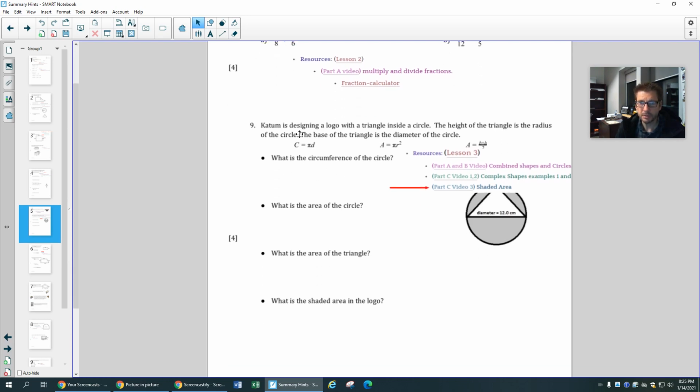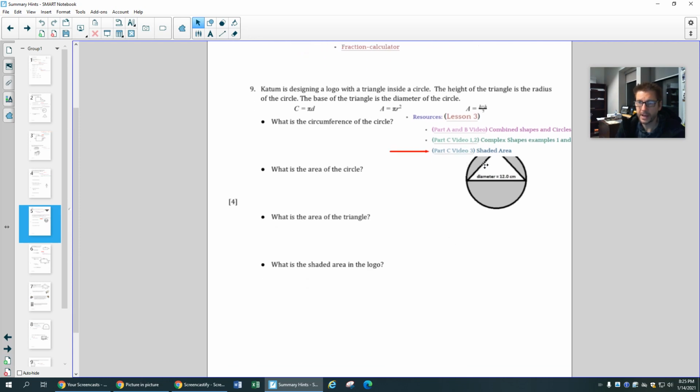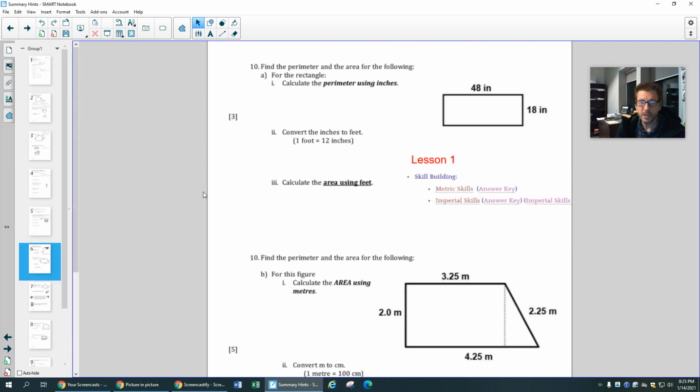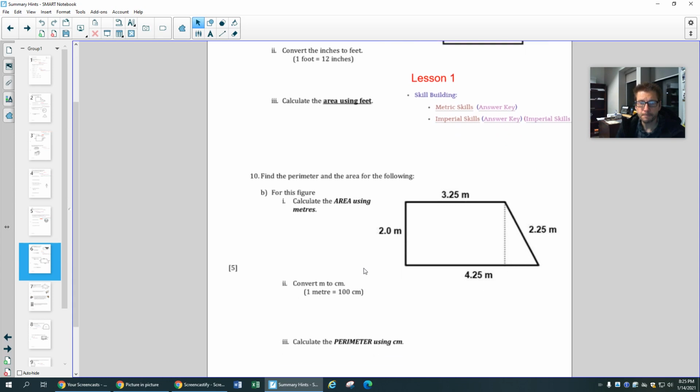This shape here about Kadam and the logo, if you were to go back and check out this part C video, it basically walks you through this exact same kind of question. So that's a great connection. On question number 10, again, just converting some measurements, inches and inches, which is easy for perimeter. Here, though, you want to be able to change these inches into feet and then use those feet to calculate an area. So again, that's back to lesson 1.